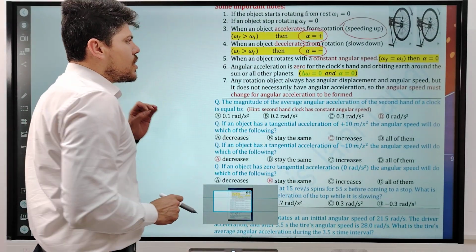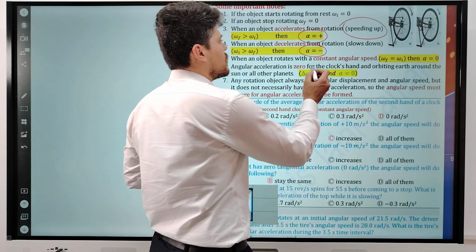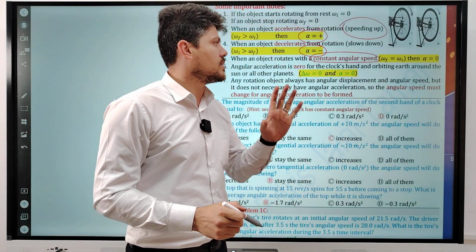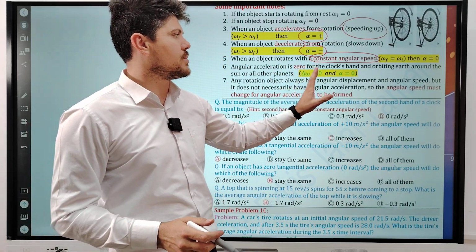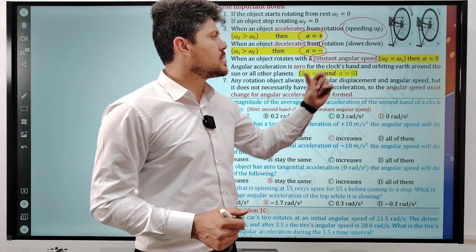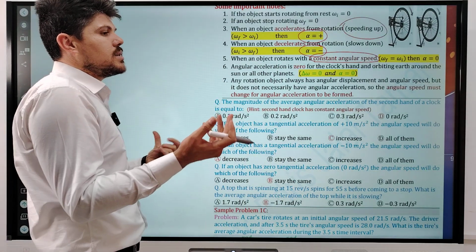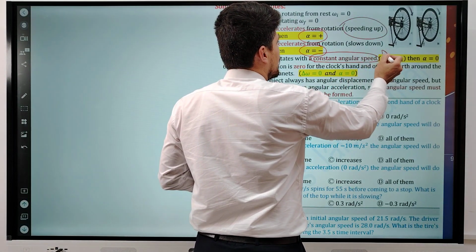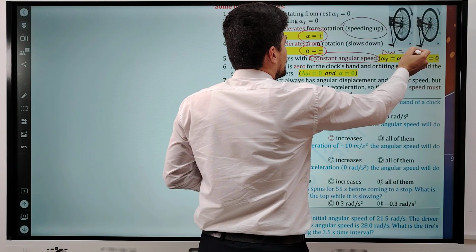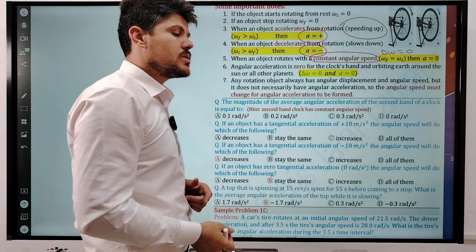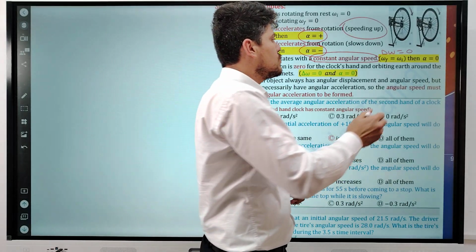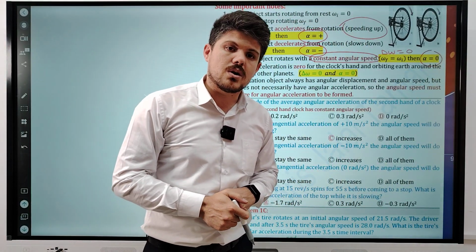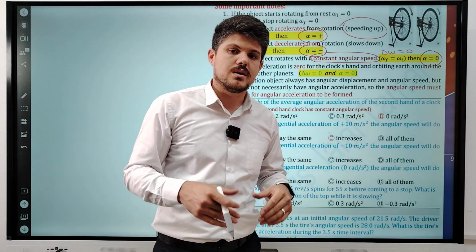So when an object rotates with constant angular speed, please pay attention. This point is very important. At constant angular speed, omega initial is equal to omega final. So when omega initial is equal to omega final, delta omega is equal to what? 0. 0 divided by time is equal to 0. So alpha becomes 0 in the case of constant angular speed.